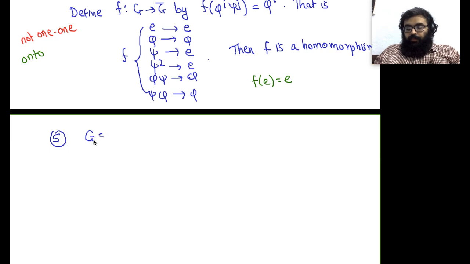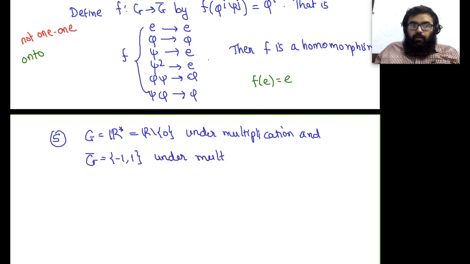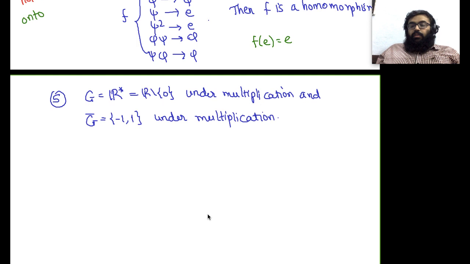So G equals R star, that is R minus 0 under multiplication, and G bar is minus 1, 1. This is also a group under multiplication, minus 1, 1. 1 is the identity element, and minus 1 inverse is again minus 1. And we define phi from G to G bar.